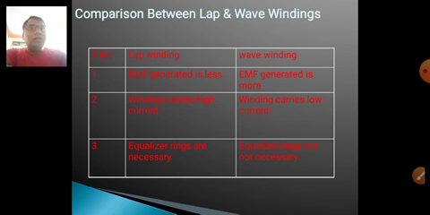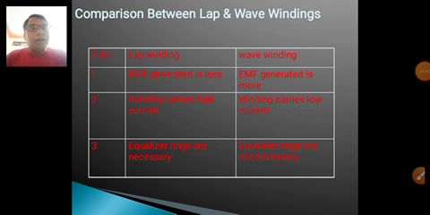In lap winding, the EMF generated is very low compared to wave winding. Why? Because here the conductors are connected in a number of parallel paths, A equal to P. In wave winding, the number of parallel paths is A equal to 2, so the EMF will be higher. The winding is overlapping in lap winding. Next, the winding carries high current in lap winding, while in wave winding the winding carries low current.